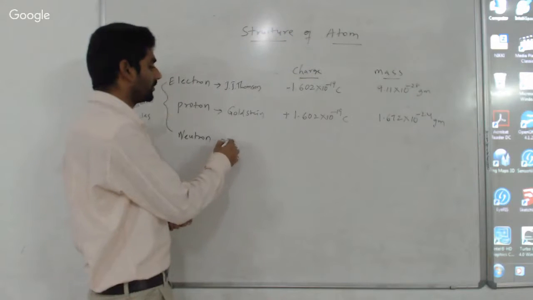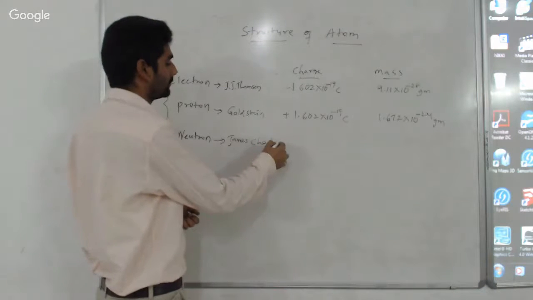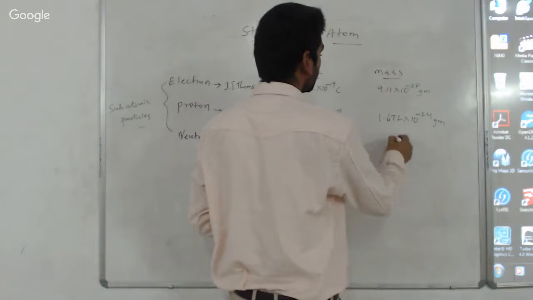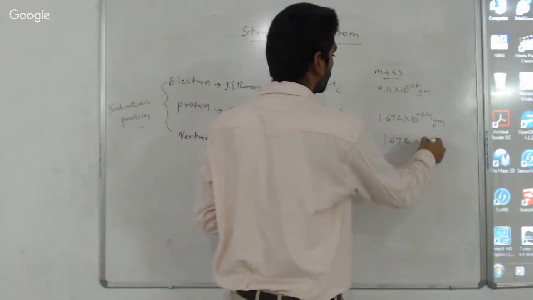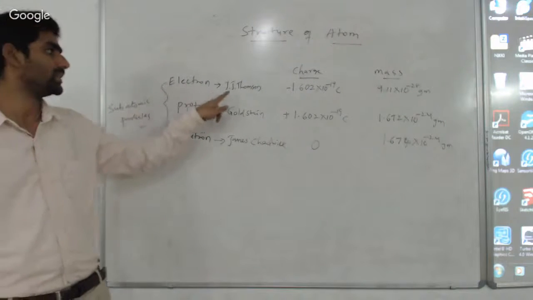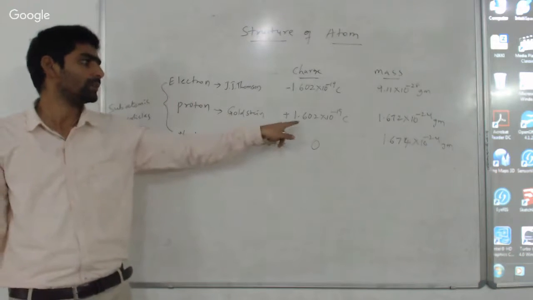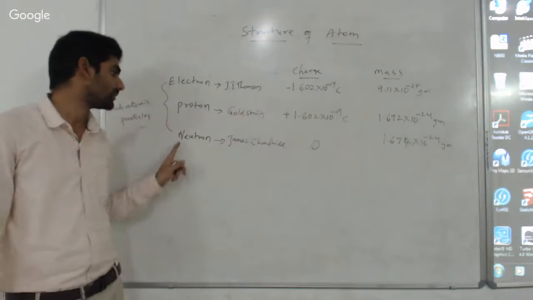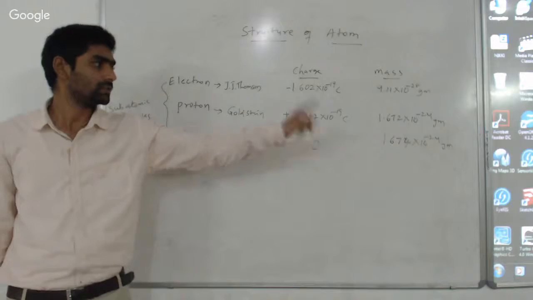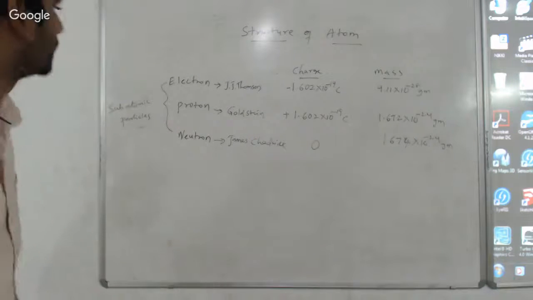Neutron, discovered by James Chadwick. Charge is 0. Mass is nearly equal to the mass of the proton. To summarize: the electron, discovered by J.J. Thomson, is a negatively charged particle. The proton, discovered by Goldstein, is a positively charged particle. The neutron was discovered by James Chadwick. Next.